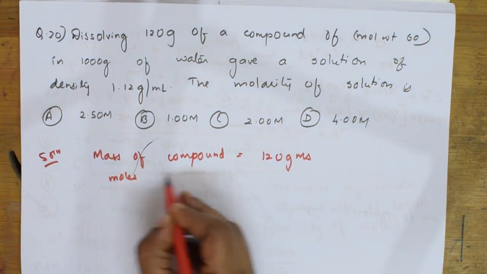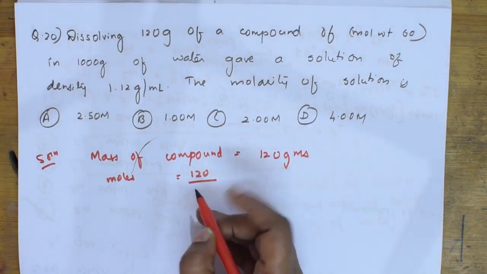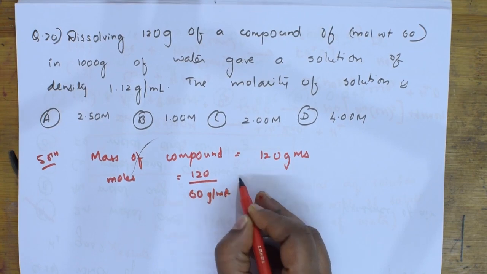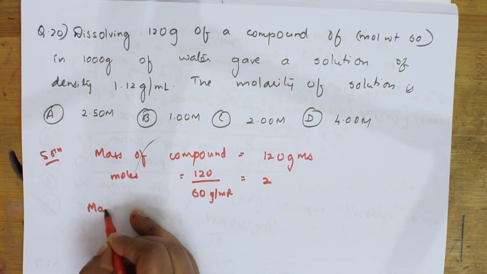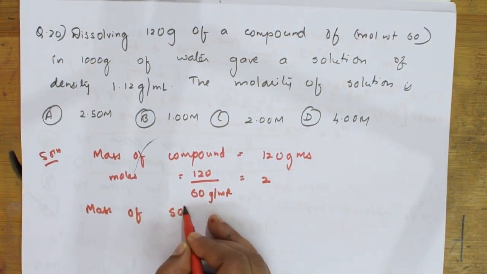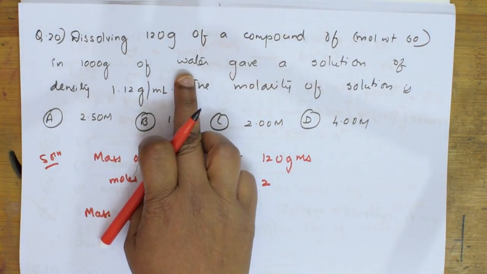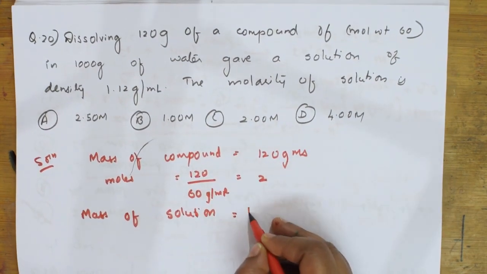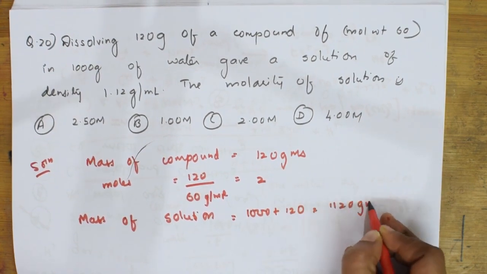So I can directly find moles now. Moles is weight by molecular weight. So 120 grams by molecular weight, which they've already given as 60 gram per mole. So how many moles? 2. Next, mass of solution, because I have to calculate molarity. The solution is 1000 grams of water, in which 120 grams is already dissolved. Solution means solute plus solvent. So 1000 plus 120 comes to 1120 grams.